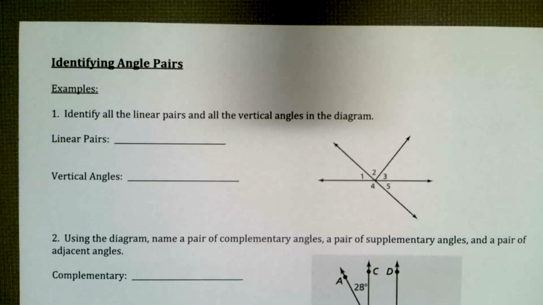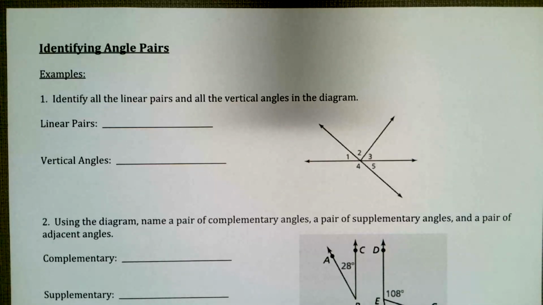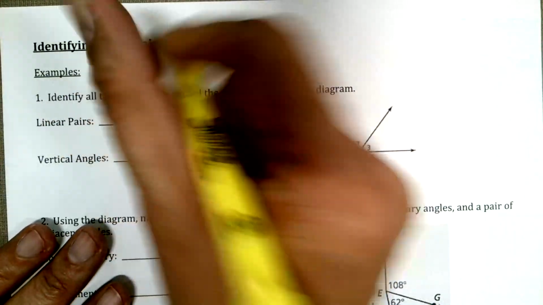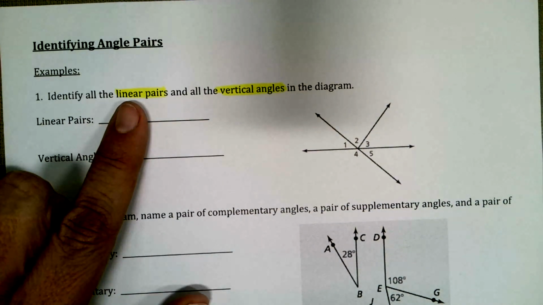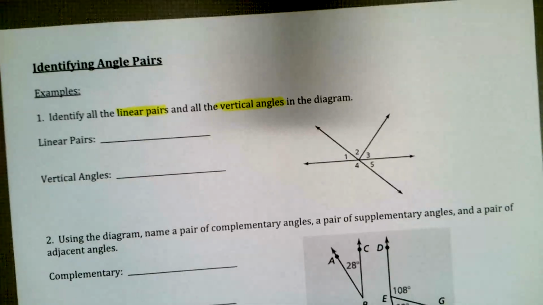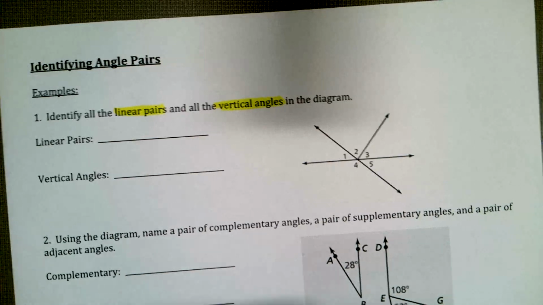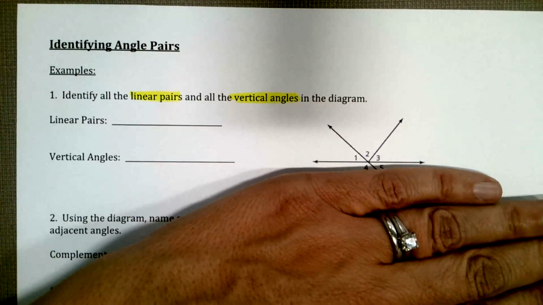So let's look at some examples. Identify all the linear pairs and all the vertical angles in the diagram. So linear pair was a vocab word, as was vertical angles. So let's start with the linear pairs, and we need 2 angles that form a straight line. So we have a couple lines here. Now, covering stuff up with your hand is very helpful.